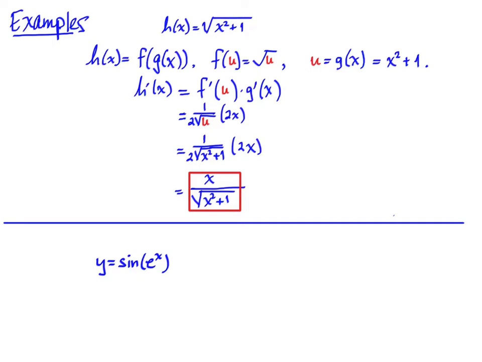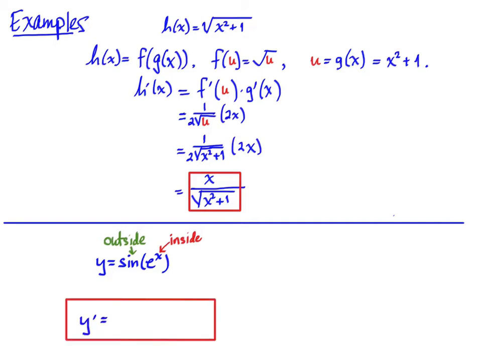Suppose we want to differentiate y equals sine of e to the x. So the outside function is the sine function. The inside function is the e to the x, natural exponential function. So when we differentiate y, we're just going to write it down in one step. So it's the derivative of the outside with respect to the inside. So we haven't changed the inside function. We're just not writing u. We're just writing the inside function. Times the derivative of the inside function.